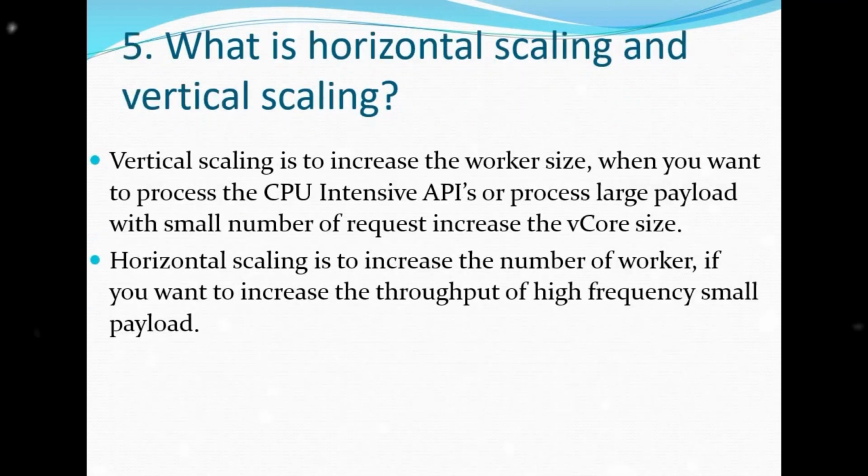5. What is horizontal scaling and vertical scaling? Vertical scaling is to increase the worker size. When you want to process CPU-intensive APIs or process large payloads with a small number of requests, increase the vCore size. Horizontal scaling is to increase the number of workers, if you want to increase the throughput of high-frequency small payloads.